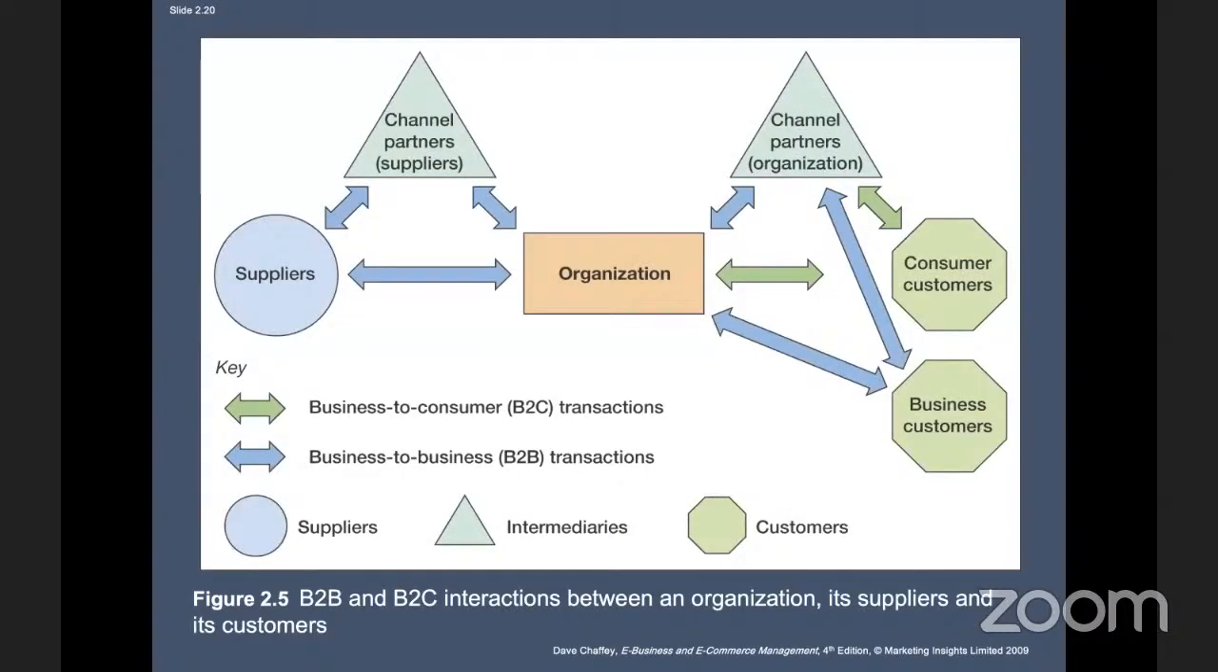Here in figure 2.5, as we talked about in that slide, B2B and B2C interactions between an organization, its suppliers and its customers. Here comes the organization, connected to the suppliers and the customers. With suppliers, the organization is connected either directly or through some channel partners. For example, the main suppliers provide their products and raw materials to other suppliers or channel partners, and finally the organization purchases from them. Or they can purchase directly from the big suppliers.